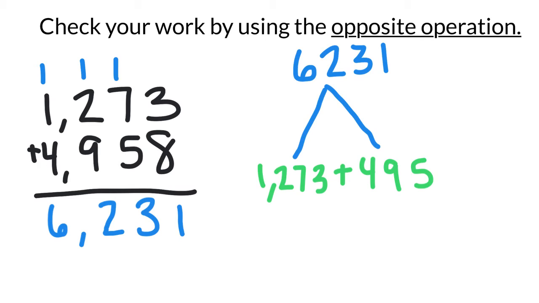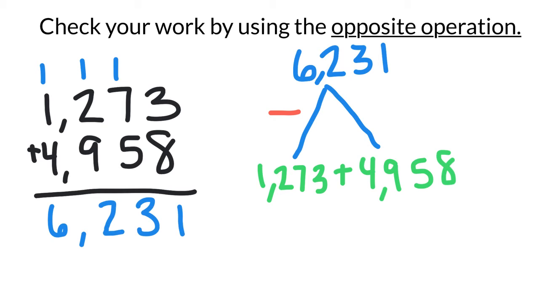My mountain works with opposite operations because if I were to start, oh, I forgot my comma, can't do that. If I were to start with 6,231, I could subtract one of my smaller numbers to get my other number. So 6,231 minus 1,273 should get me 4,958. And I just realized I forgot my 8 and my comma.